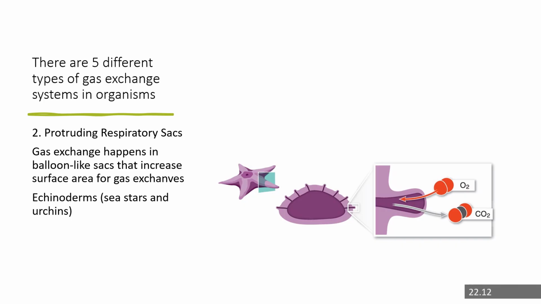Some other animals have structures called air sacs that increase the surface area for that diffusion to occur. Sea stars are an example. They're still relying on diffusion to get their oxygen and get rid of carbon dioxide. But they have extensions of their body wall called air sacs that increase that surface area exposed to the air or water that they're in. So this makes the diffusion process a little more efficient.